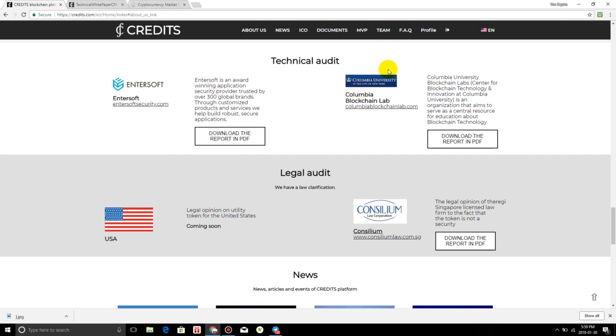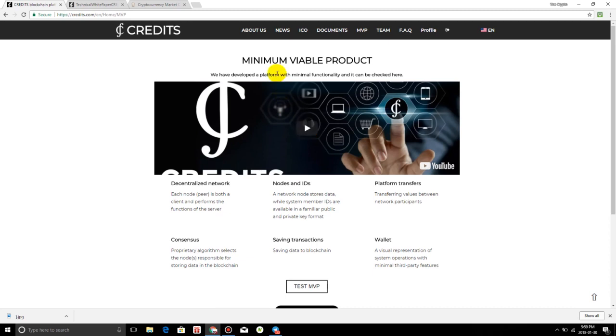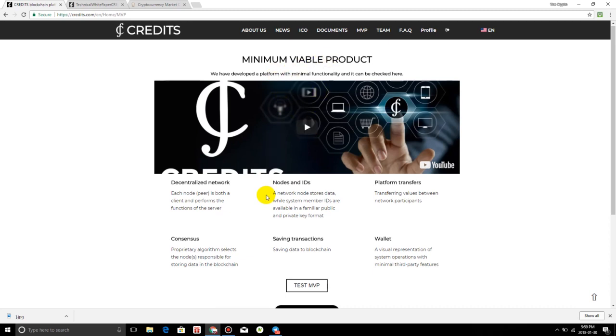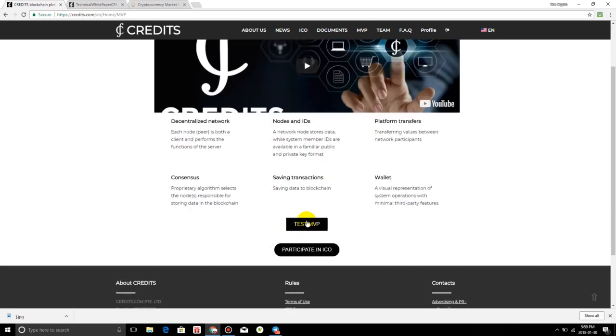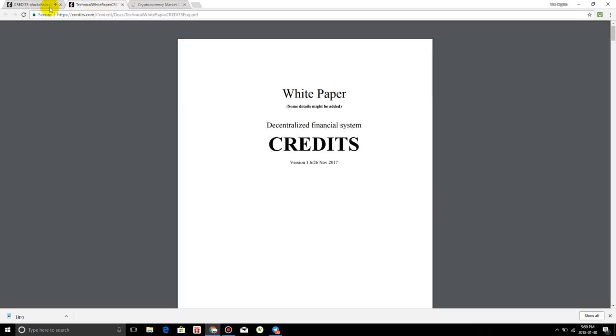That's unbelievable. Also, when we go here, they've got a minimum viable product. So it's pretty much like a prototype, and you can actually test their blockchain and see that what they're saying is true. Hey guys, if you want to test it out, just come over, create your wallet, open a wallet, what have you, and you can test it out. So that's pretty cool, guys.